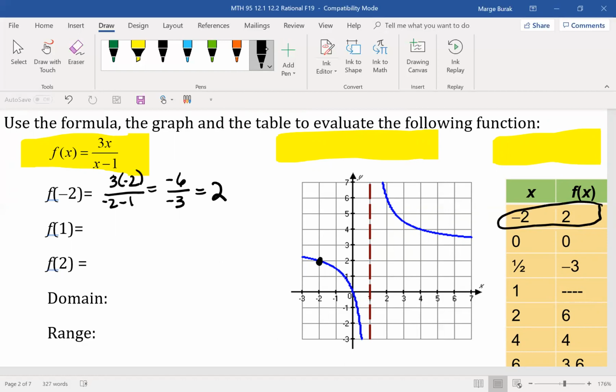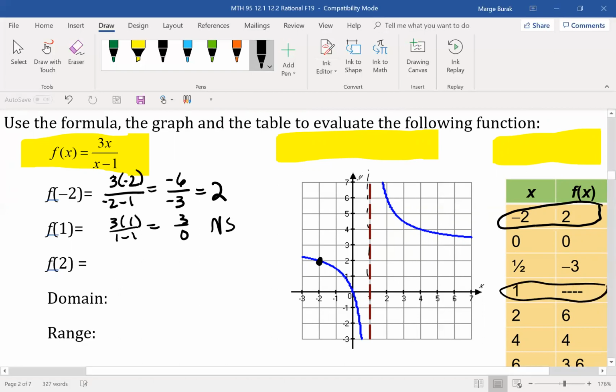Okay, let's do f of 1. 3 times 1 over 1 minus 1 is 3 over 0, that would be no solution. And let's look at the graph. Sure enough, there's our asymptote right here, okay? And if we put in 1, there's our no solution. And let's do one more. 3 times 2 over 2 minus 1 is 6 over 1. So f of 2 should be clear up at 6, yes. And f of 2 is 6.